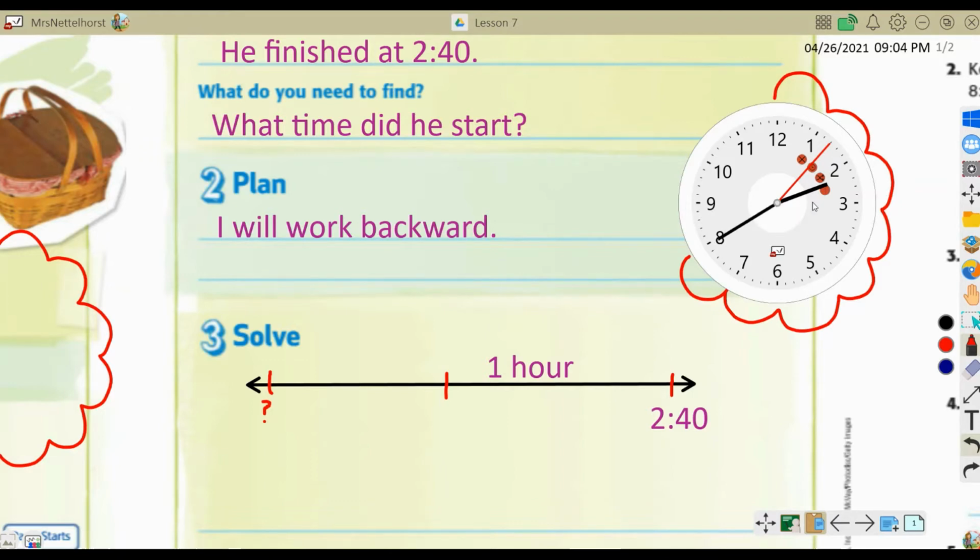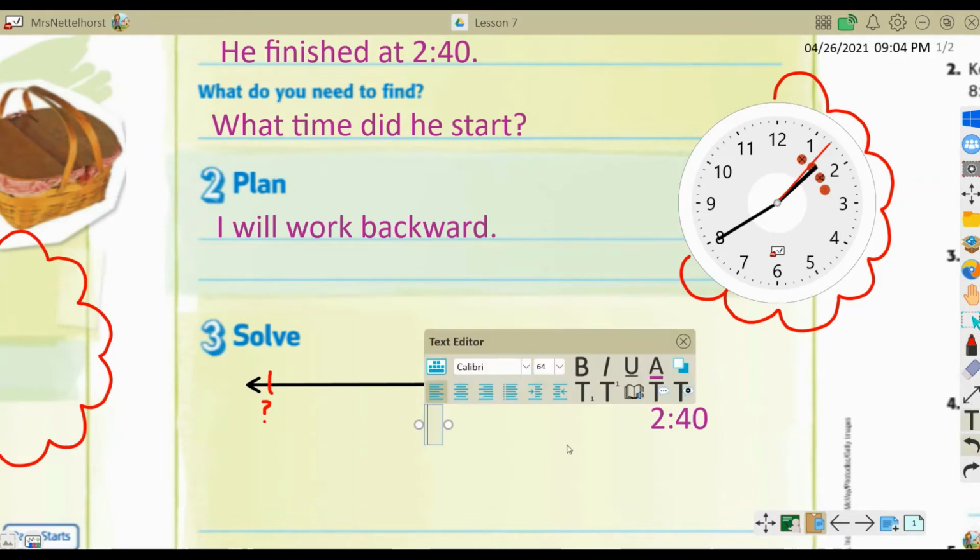Now I want to go back 1 hour. So I'm just going to move the little hand back 1 hour. I don't need to move the big hand because really all that's technically moving is the hour hand because the minute hand's going to land in the same spot again, so I don't need to move it. So now I'm going to look at the time. So the hour is now 1, the minutes are still 40. So under this tick mark, I'm going to write 1:40.